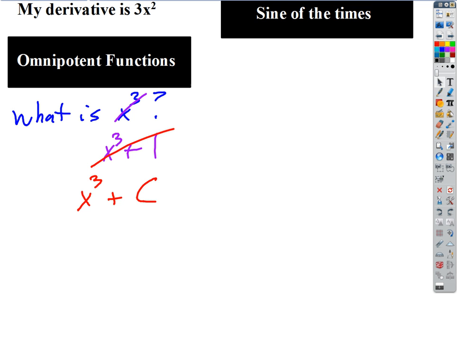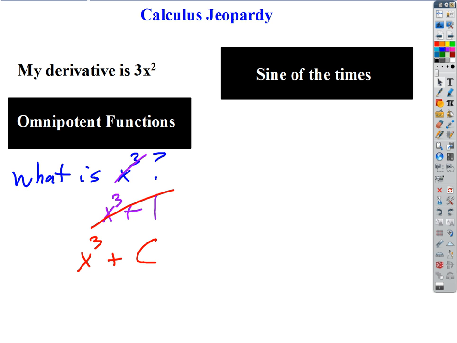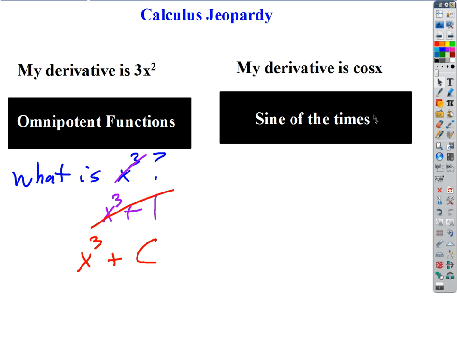Okay, so anybody want to try this other one here? What do you think? Elizabeth. Why not? Sign of the times. My derivative is cosine x. So see if you can give me the most general solution to this one. Sine x plus c. Sine x plus c, but what did we forget to do? Oh, what is? It's got to be written in the form of a question, of course. Double Jeopardy, sorry. What is sine x plus c, okay?